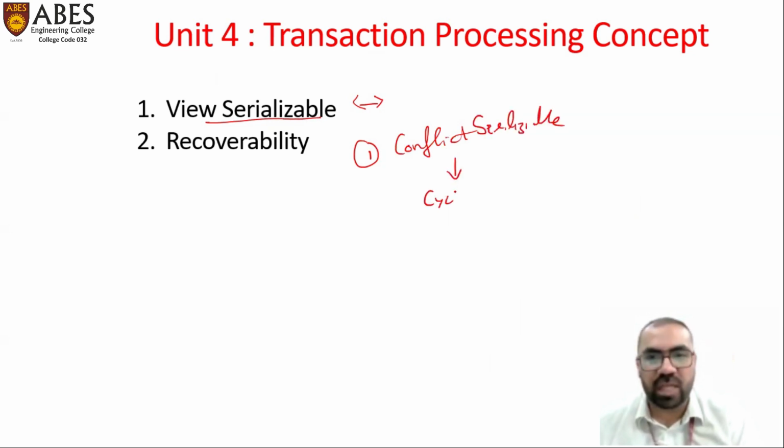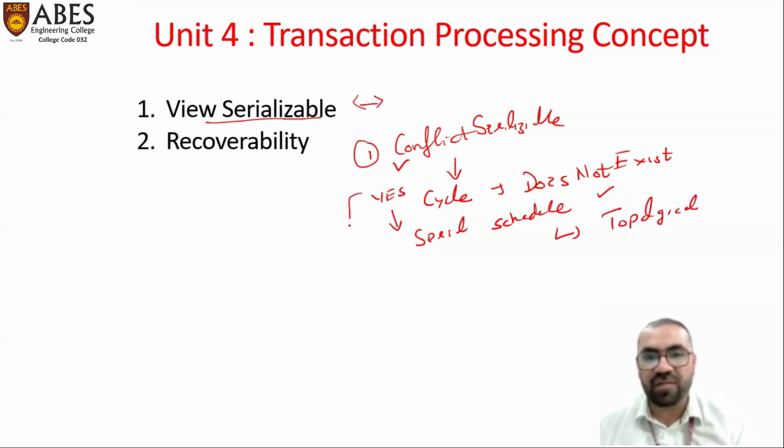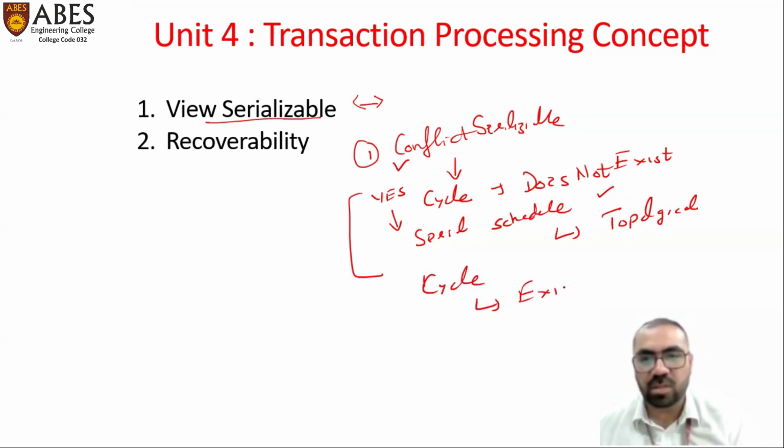And if a cycle does not exist, we can say that it is conflict serializable, yes, and we can find the serial schedule by using topological sorting. This we've already discussed. Now, if it fails, if a cycle exists, then this method of conflict serializable fails. That is the precedence graph.